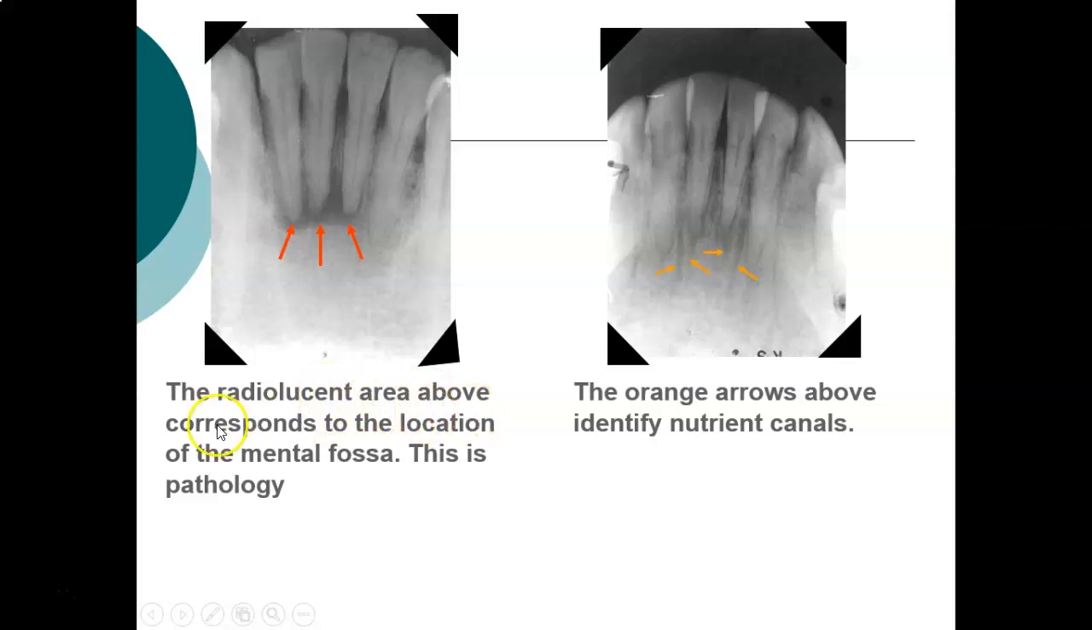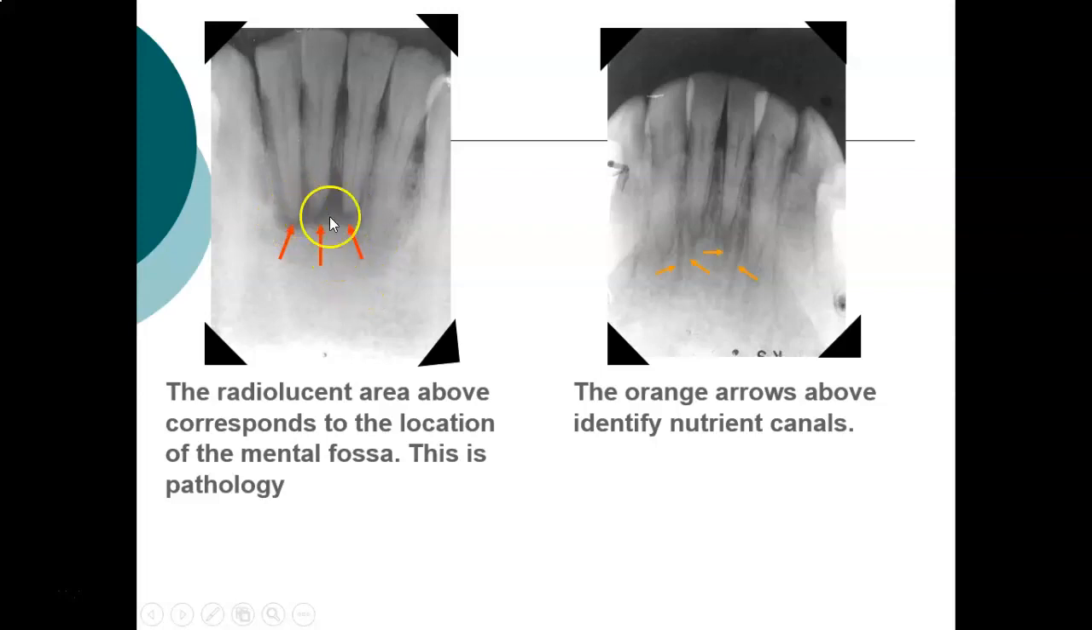The radiolucent area above corresponds to the location of the mental fossa, but this is pathology. So if you look at how much darker it is and how this encapsulates right along, and it stops here, but it's really, really dark. And then it goes along with the PDL, like the PDL widens right here. So this is pathology, and it's a lot more isolated. It doesn't include this tooth at all. It doesn't include the bone here or over here. It just includes these three incisors.